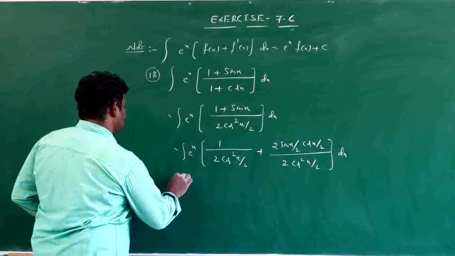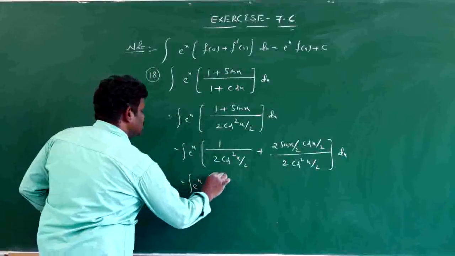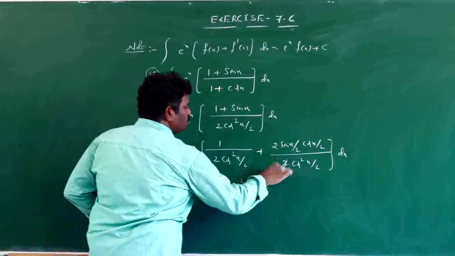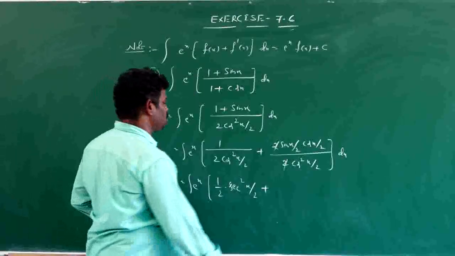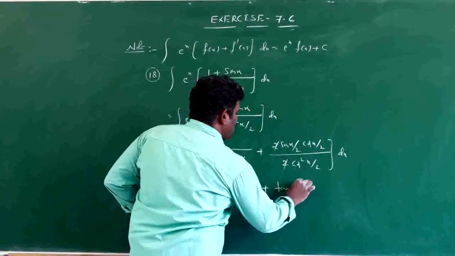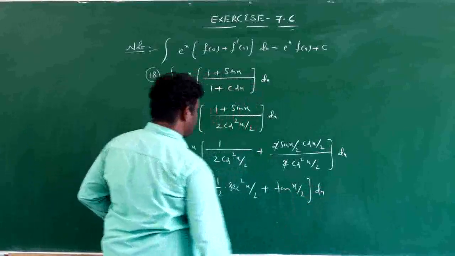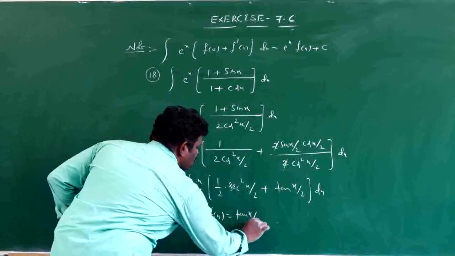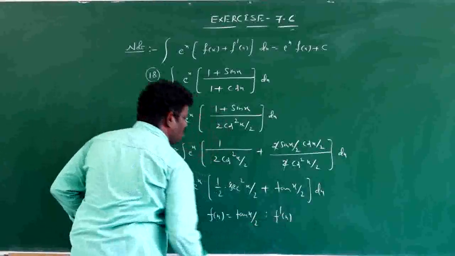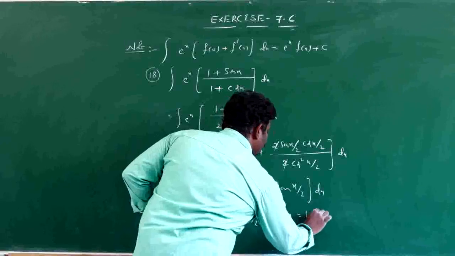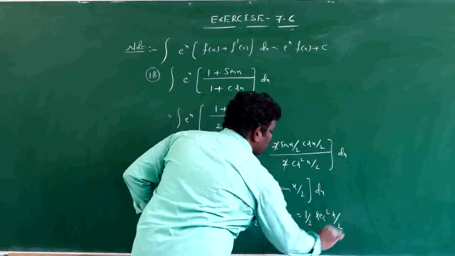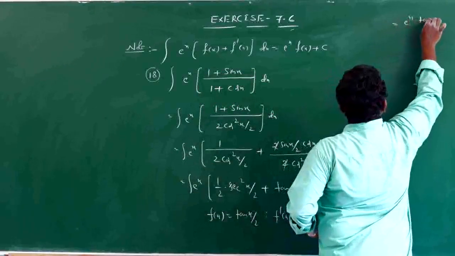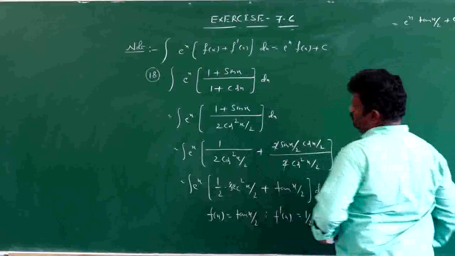Now simplifying, the integral of e^x into (1/2)sec²(x/2) plus, with 2 cancelling and cos cancelling, sin by cos gives tan(x/2), dx. Now if we take f(x) = tan(x/2), the derivative f'(x) = (1/2)sec²(x/2). So the answer is e^x into tan(x/2) + c.